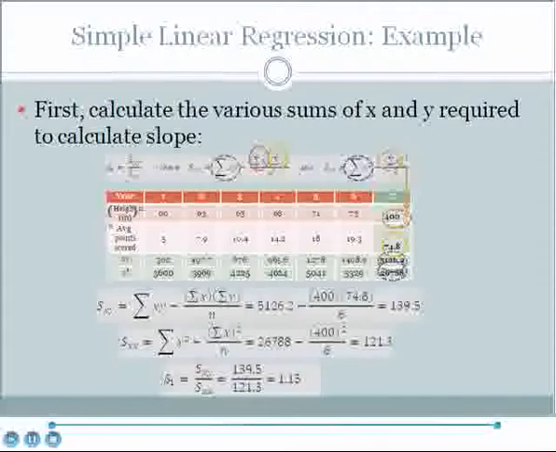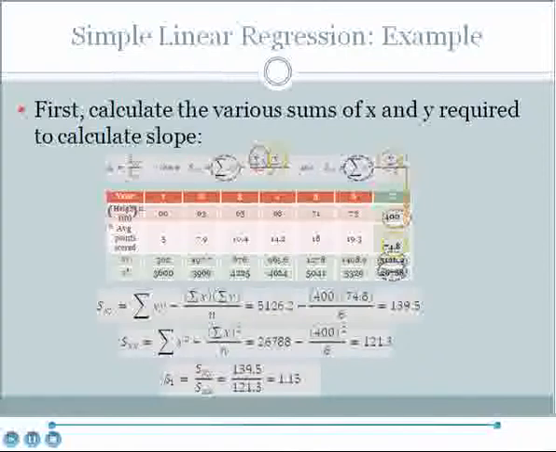Sxy is equal to the sum of the products of x and y minus the sum of the x values times the sum of the y values divided by n, the sample size. We know that the sum of xy is equal to 5,126.2 from our table above, and we subtract the product of 400, the sum of x, and 74.8, the sum of y, and divide by n, the sample size, which is 6, because there are 6 years in question. So Sxy is equal to 139.5.